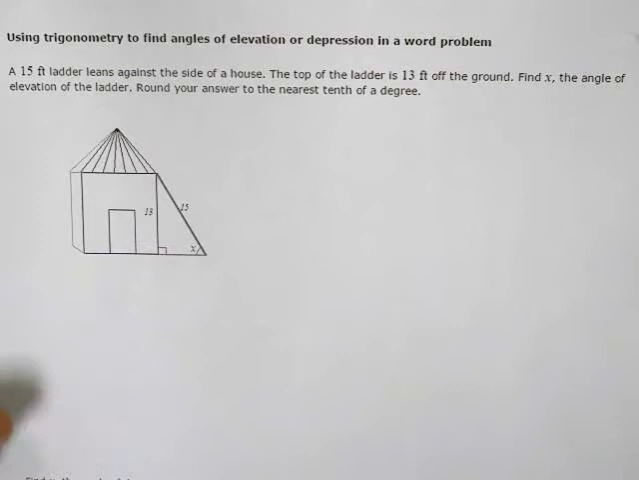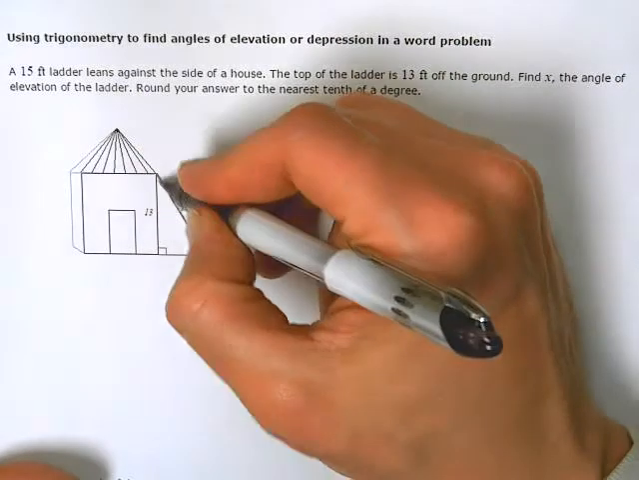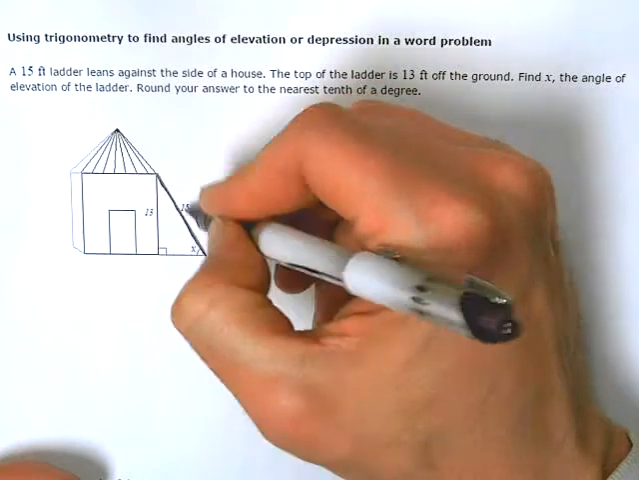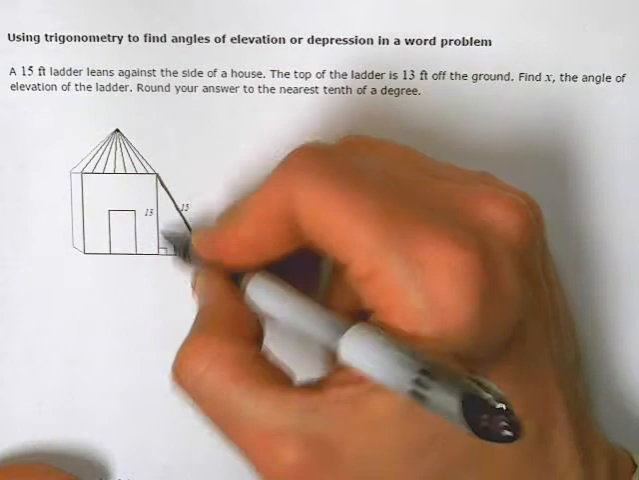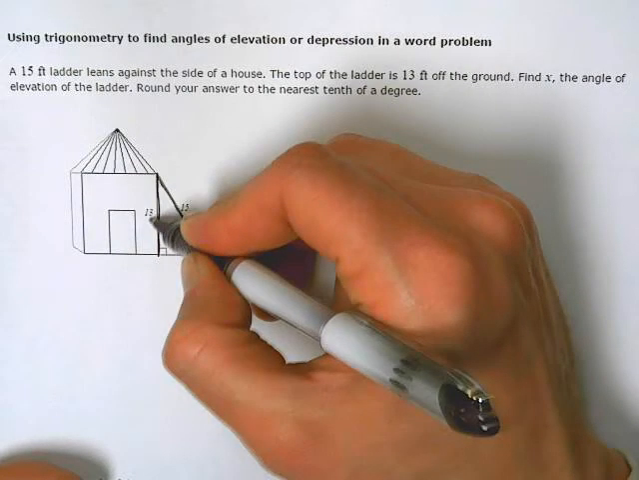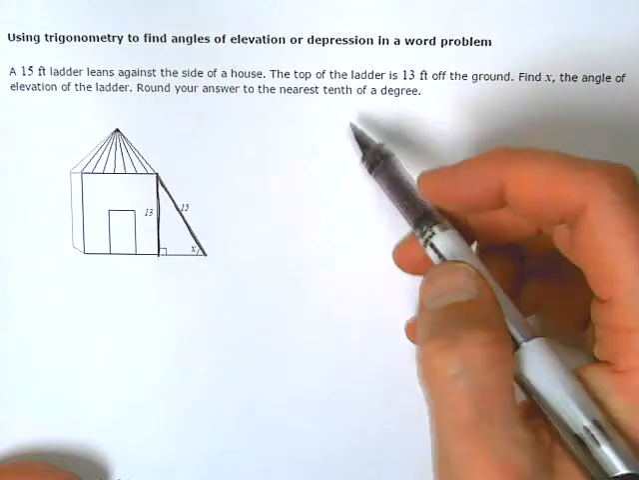It says in this problem you have a 15-foot ladder that leans against the side of a house. So here's the ladder leaning against the side of the house. They labeled it already for you as 15. The top of the ladder is 13 feet off the ground, so they know the distance from here to here is 13. Find x, the angle of elevation of the ladder, round to the nearest tenth.